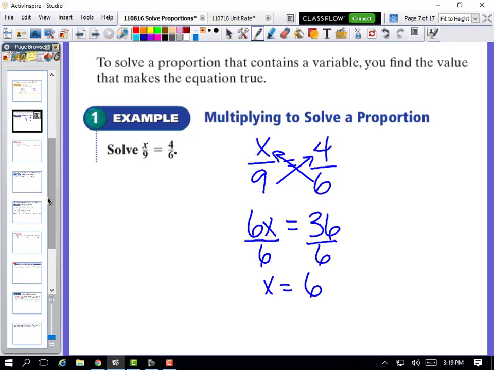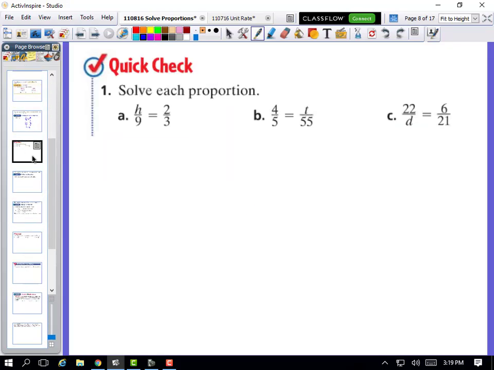Let's see if we can do a couple more just to make sure we understand what we're doing. So in this one right here, we have this proportion, h over 9 equals 2 over 3. So we, again, do our cross products. 3 times h is 3h equals 9 times 2, which is 18. I need to get h by itself, so we divide both sides by 3, and you end up with h equaling 6. Simple as that.